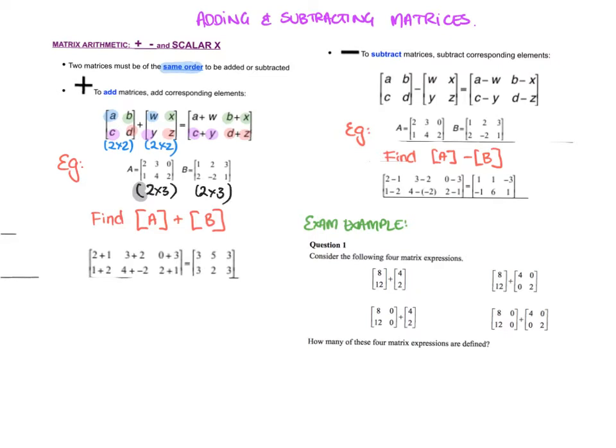So when they ask me to add them, I'm simply adding the same spot. So 2 plus 1 is 3, and so on. 3 plus 2 is 5, and you can see 0 plus 3 is 3, and so on. So pretty easy. I won't go through the minus one, but you've got an example there. Just be careful when you do a minus and a minus, that will become a plus.